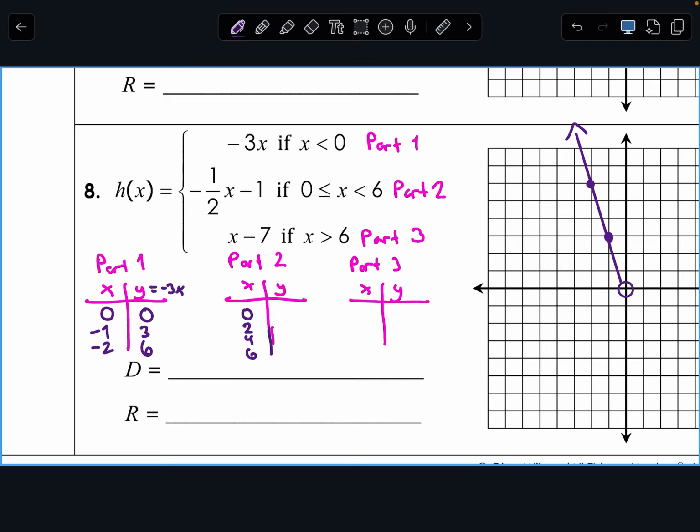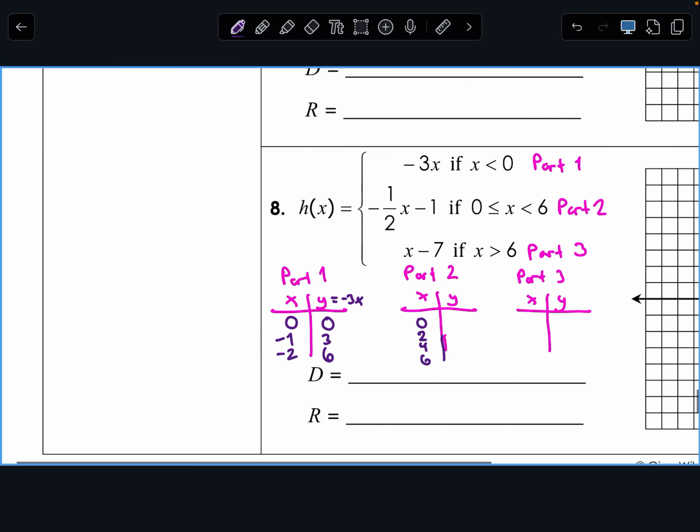So I want to make it where it's easy to graph it, okay? So 0, 2, 4, 6. Now I'm going to come over here to the side to do a little work. I'm going to do x equals 0 first, and plug 0 into this middle function right here. So it's going to be -1/2 times 0 minus 1.